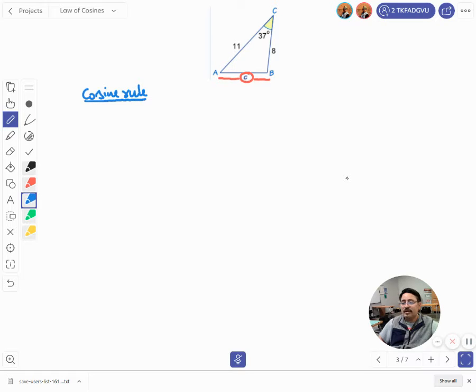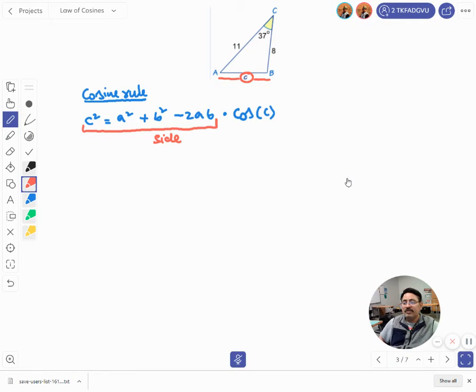Cosine rule is C square equals A square plus B square minus 2AB times cos C. Please notice that while writing, I am leaving sufficient gap. As I mentioned before, these values indicate the side values, and this one is representing the angle. So just plug in whatever numbers you have.